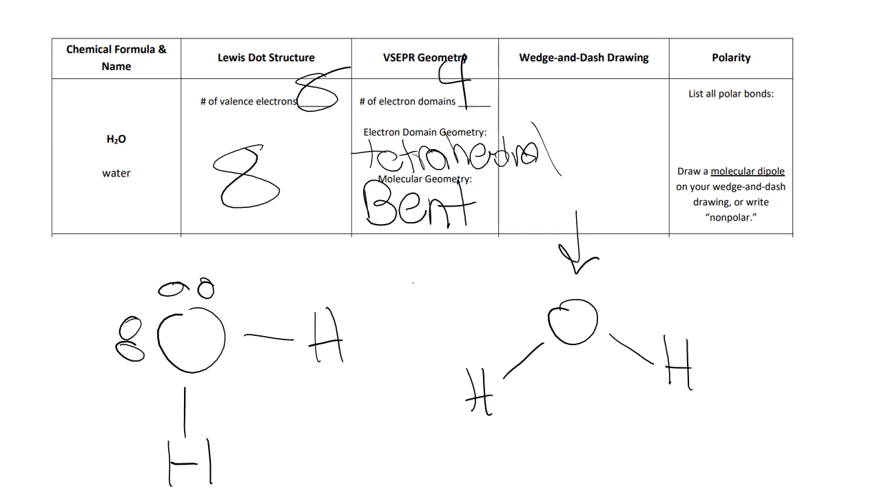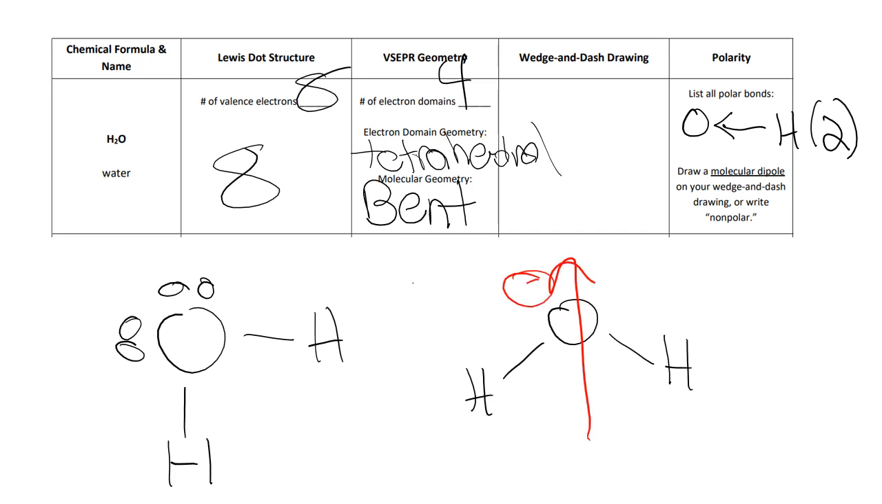List all polar bonds. Oxygen is stronger than hydrogen in electronegativity. I don't really care which way you draw first. And then this is a polar bond. Oxygen is stronger. The arrow is pointing towards oxygen because it has a higher electronegativity. Therefore, we have a negative charge here and a positive charge here. So that makes it a polar bond.